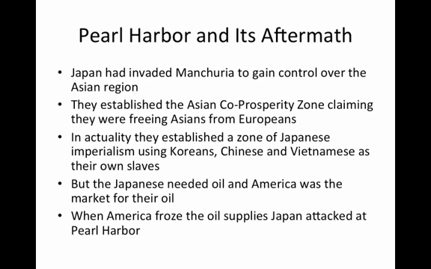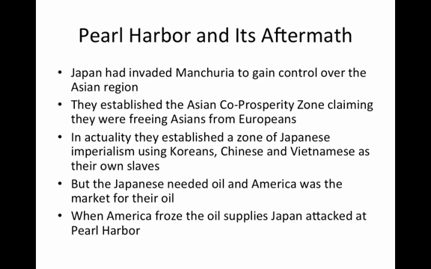The context for the attack on Pearl Harbor is much larger than just the attack. Japan had invaded Manchuria, just north of China, in order to gain control over the Asian region. They established the Asian Co-Prosperity Zone, claiming that they were freeing Asians from Europeans. But the reality was they were establishing a zone in which Japanese imperialism would be allowed to use Koreans, Chinese, and Vietnamese as their own manual slaves. But the Japanese needed oil, and America was the market for their oil for battleships.